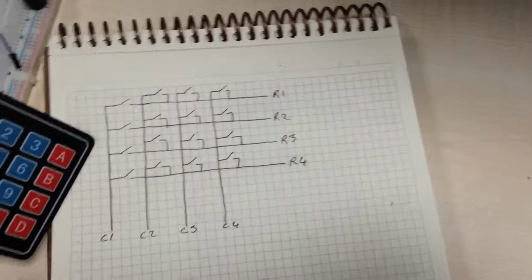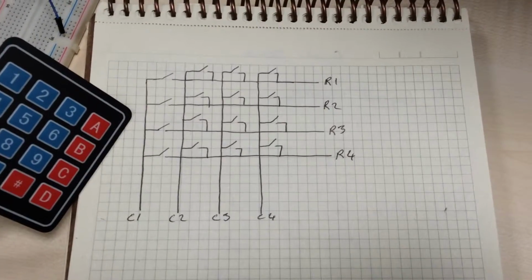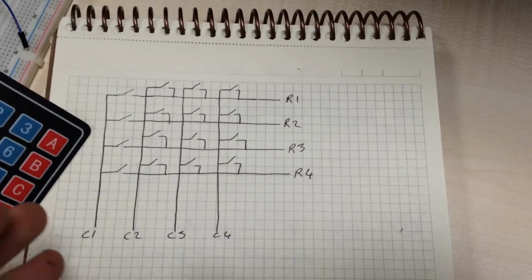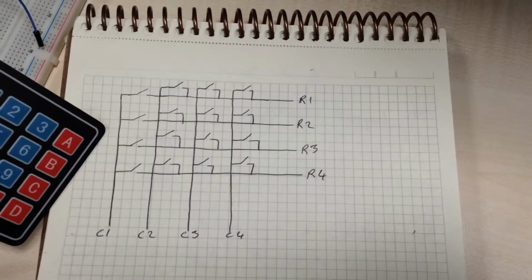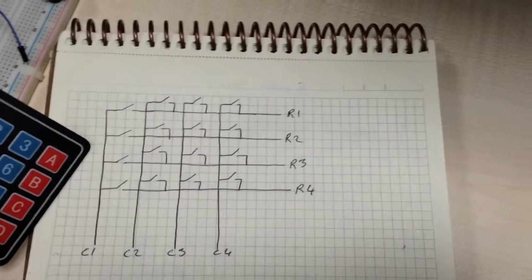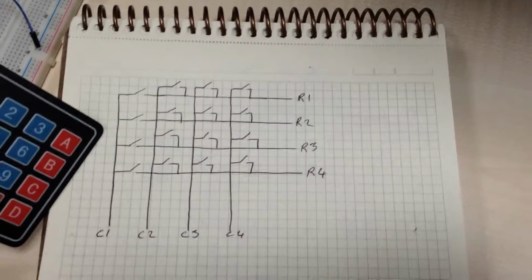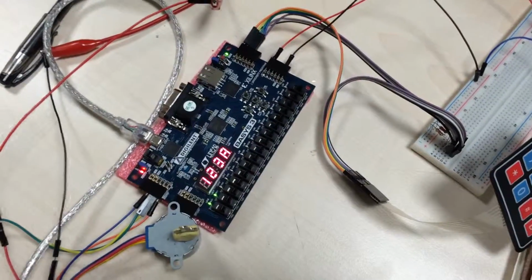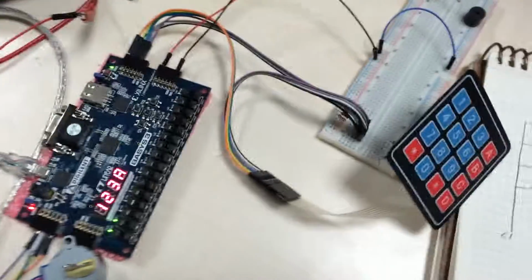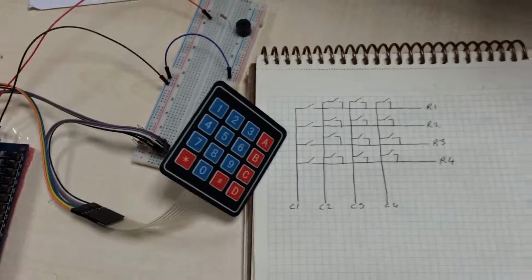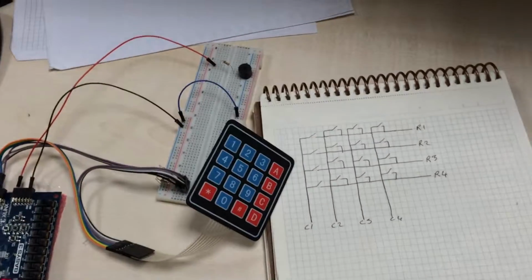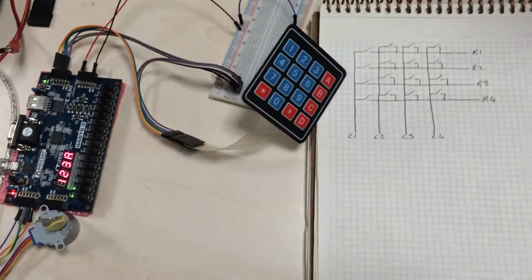an 8-bit vector from the keypad, and we can know which button is pressed by analyzing that vector, and after that we can change it to the 7-segment display. That was my project for digital design, and that was the overall of my project. Thanks for watching.